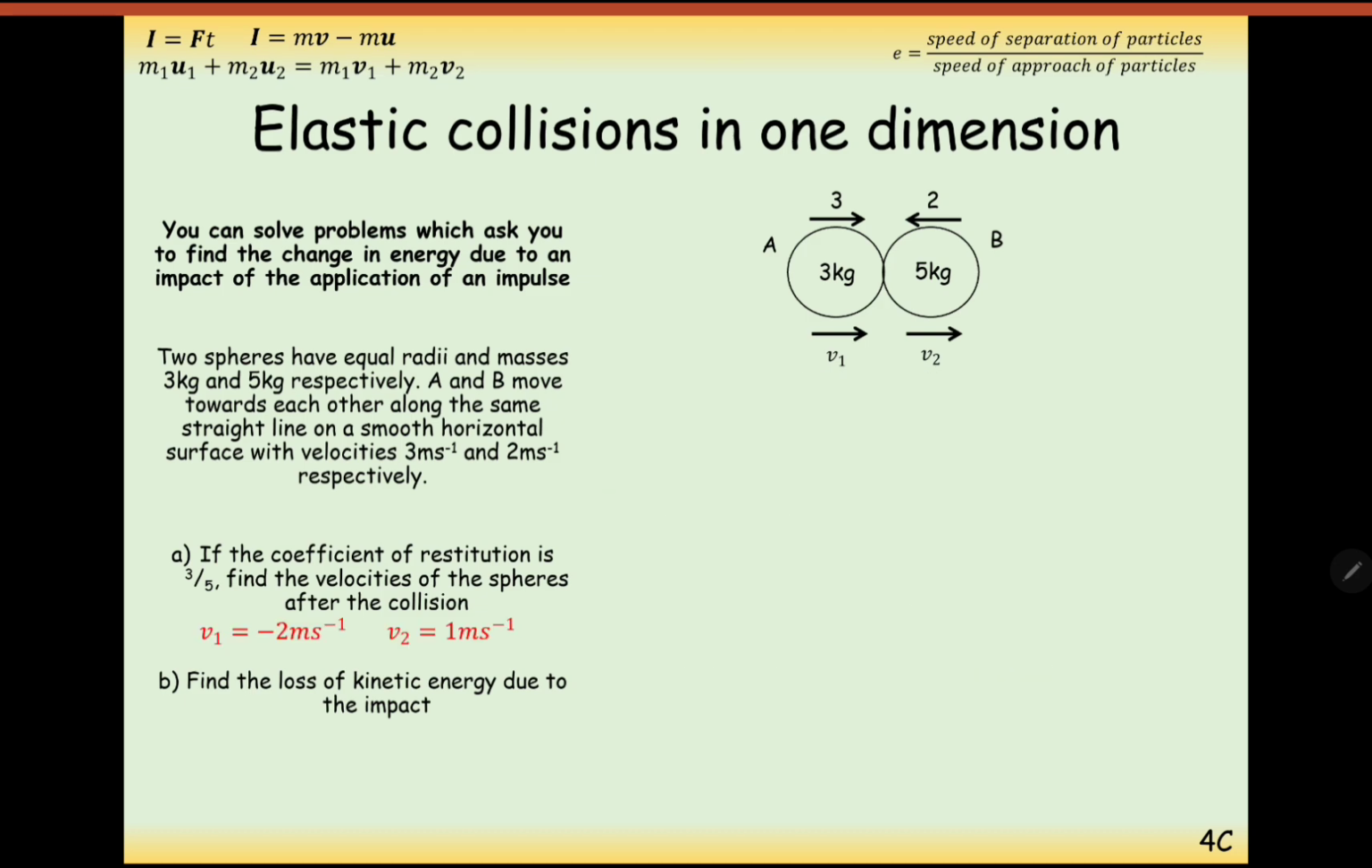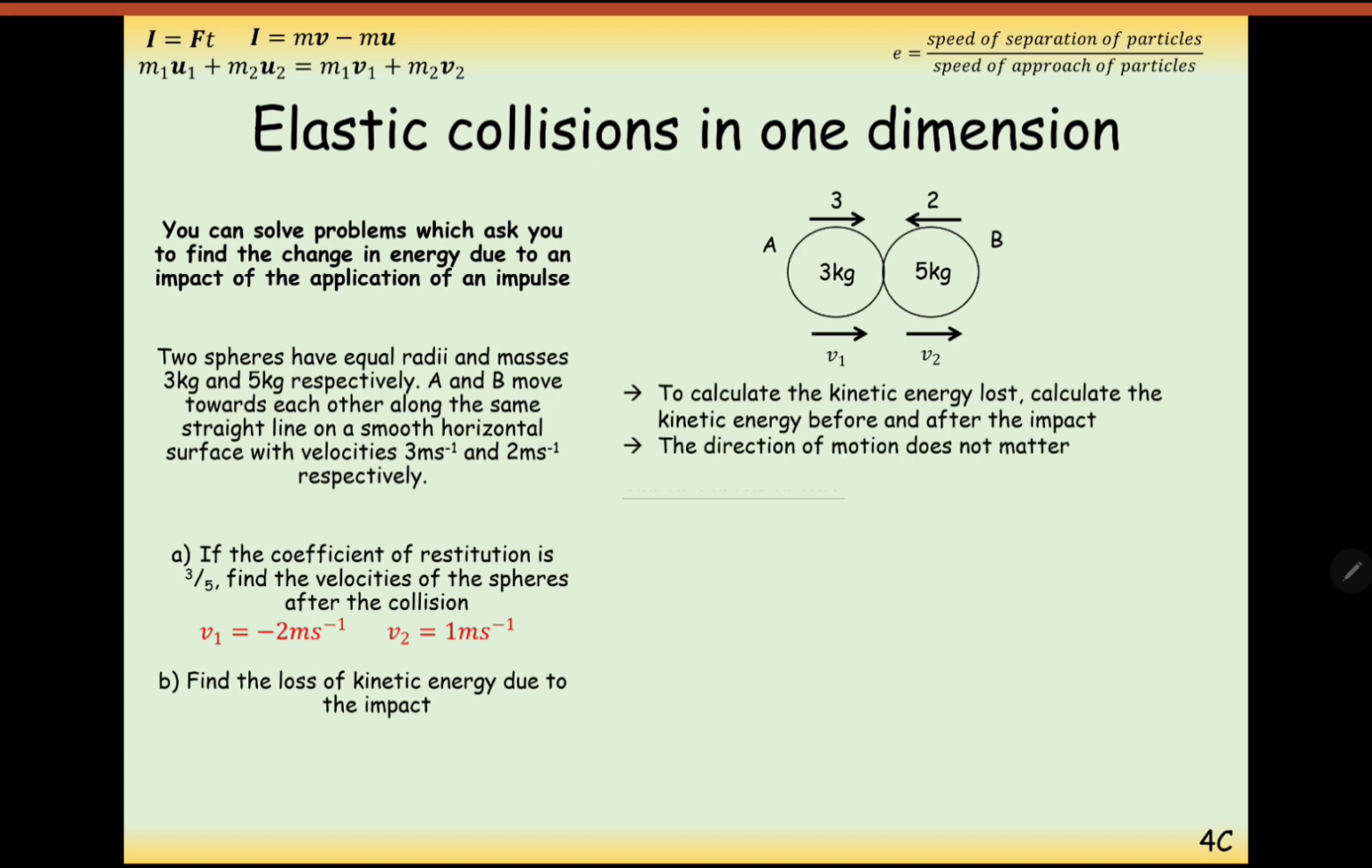Okay, so let's now have a look at the loss of kinetic energy. It doesn't really matter if it's negative or positive because the v is going to get squared anyway, but just a reminder to work out the kinetic energy before. We work out the total kinetic energy of A before, the total kinetic energy of B before, and add the two together. So we get a half times 3 times 3 squared, add a half times 5 times 2 squared. Doesn't really matter if it's 2 or -2 because it's going to get squared anyway.